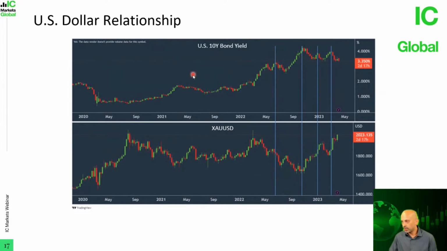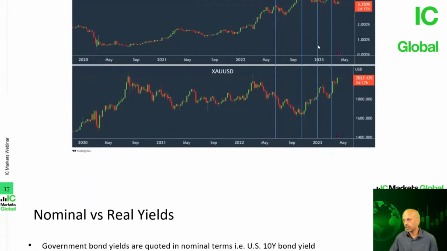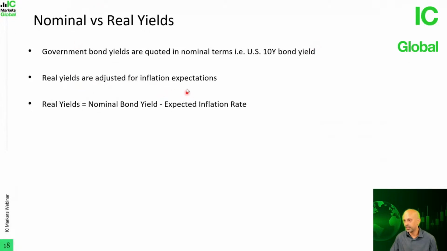So this is what we see here, right? This bond yield here is in nominal terms. That means it has not been adjusted for inflation. So when you see government bond yields, they are quoted in nominal terms, like what we saw in the previous slide, and they're called nominal because they're not adjusted for inflation. Real yields are calculated by taking the nominal bond yield minus the expected inflation rate. So this is what is meant by real yield.